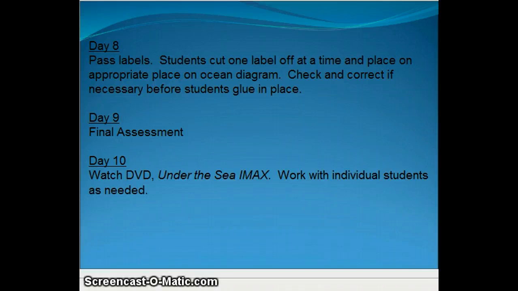Day 9 will be the final assessment, and that will be the test that was already copied at the beginning. And day 10 is kind of a celebration, and the students will watch the DVD Under the Sea, IMAX. During this time, this will give the teacher time to work with individual students as needed. And this concludes the ocean unit for first grade.